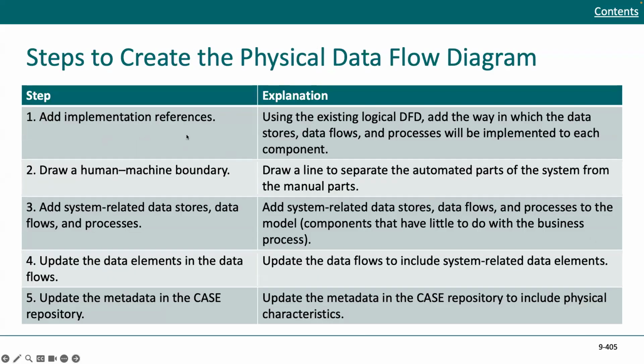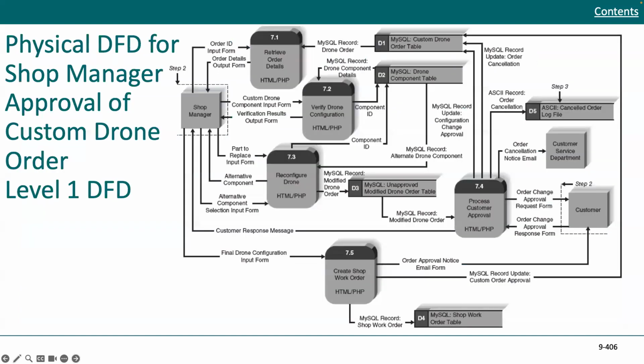First, you add implementation references. 2, you draw a human-machine boundary. 3, you add related data stores, data flows, and processes. 4, we update the data elements in the data flows. And 5, we update the metadata in the CASE repository using our CASE tools. And so you can read more of the explanation here, or even better, go and look this up in the textbook and get some more information on that.